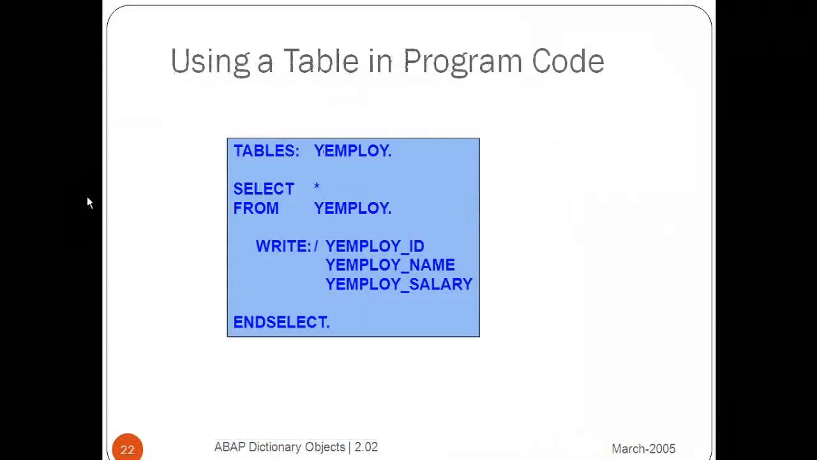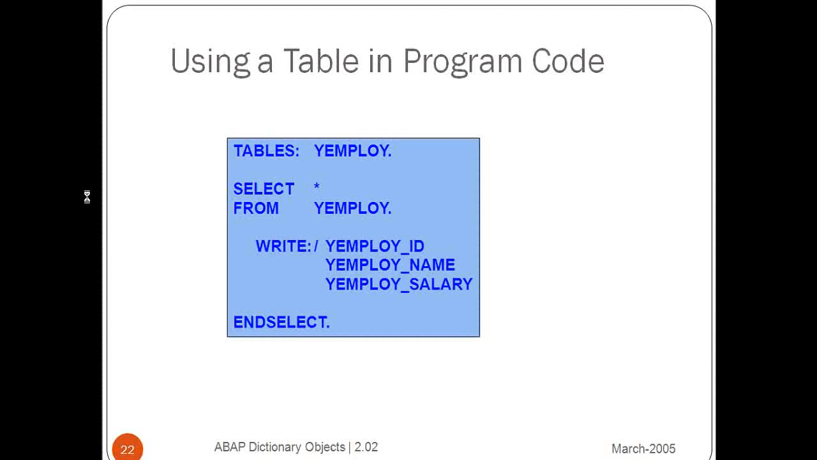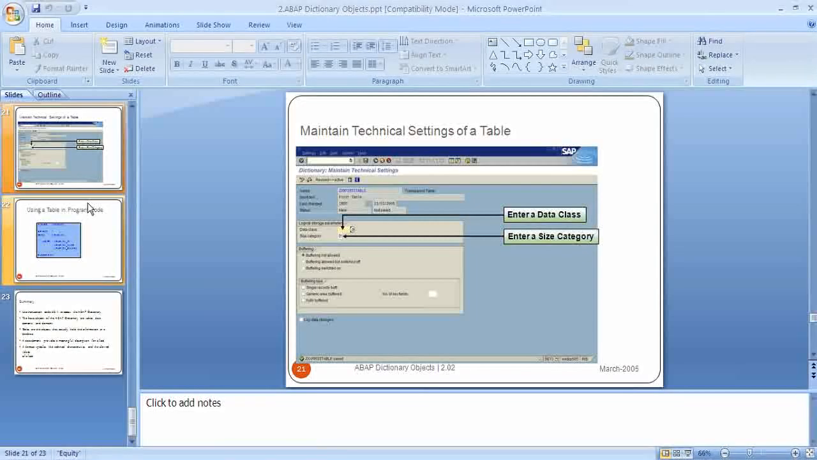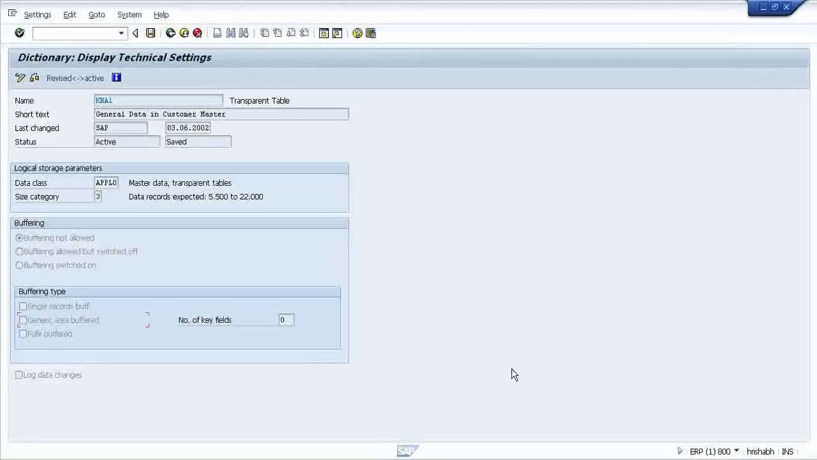Okay, what next? This is using a table in a program. This is not recorded right now. Okay, summary. So this is what we had about technical settings. What next?